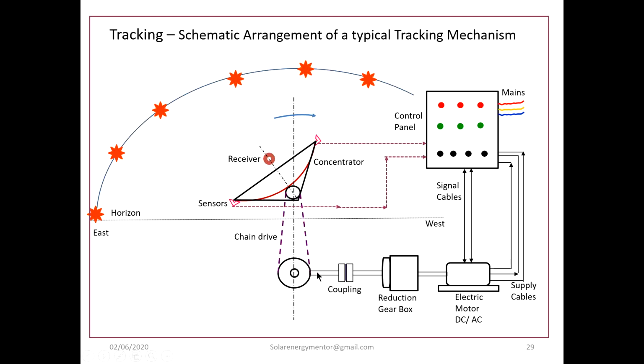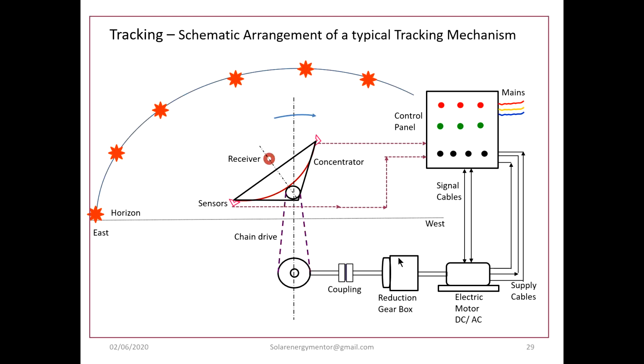The chain drive is connected through a shaft and then through a coupling. This is a flexible coupling to accommodate shocks in the starting and switching of the system. This coupling is connected on the input side to a reduction gearbox. The reduction gearbox is generally a worm and worm gear box which has a very large reduction ratio.